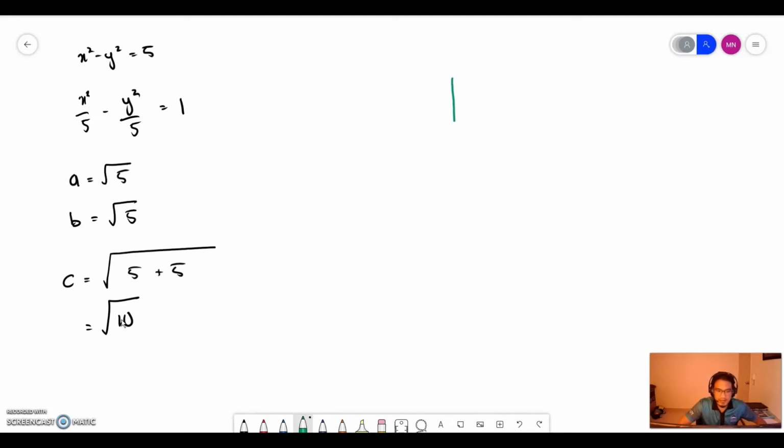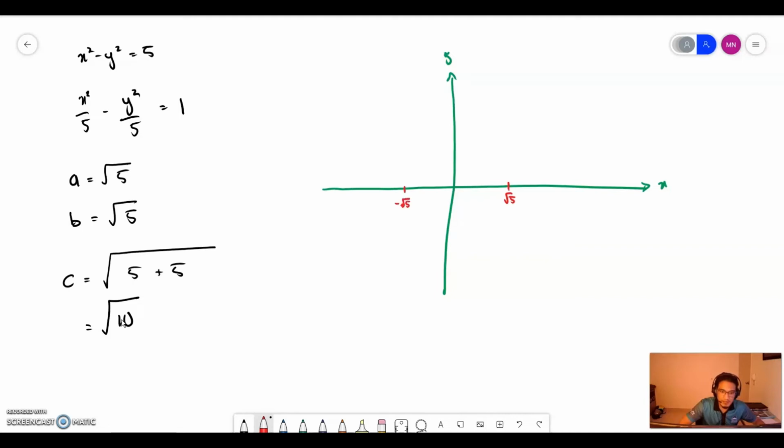Now we can sketch the hyperbola, the y and the x. The length of a is the square root of 5, so on the left side will be negative square root of 5. The vertical one will be the square root of 5, and the down one will be negative square root of 5. So this is our square at the middle of our hyperbola.